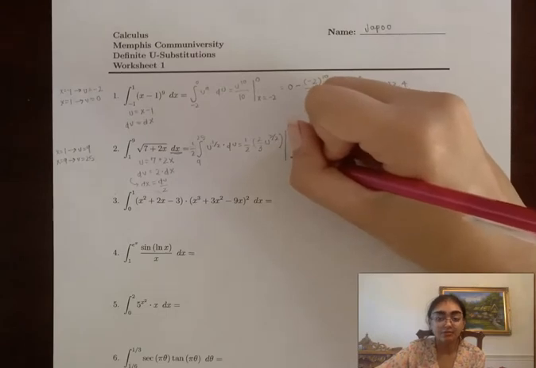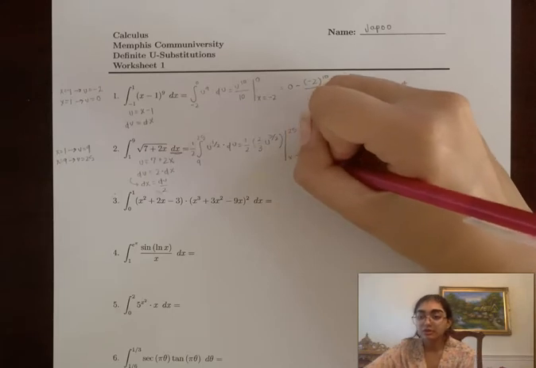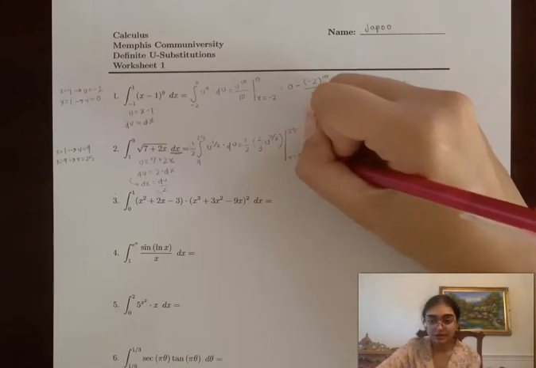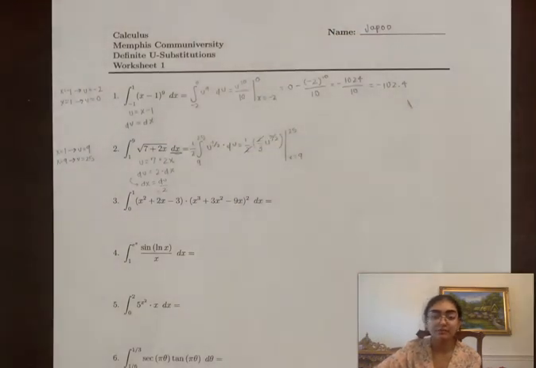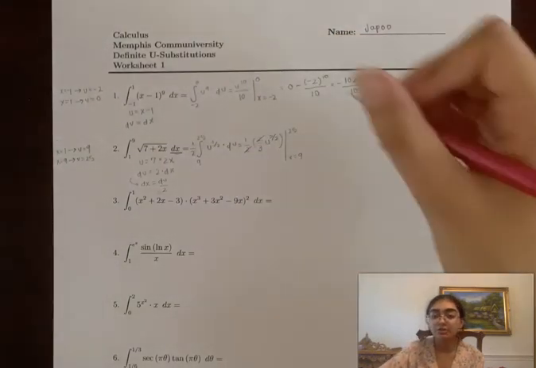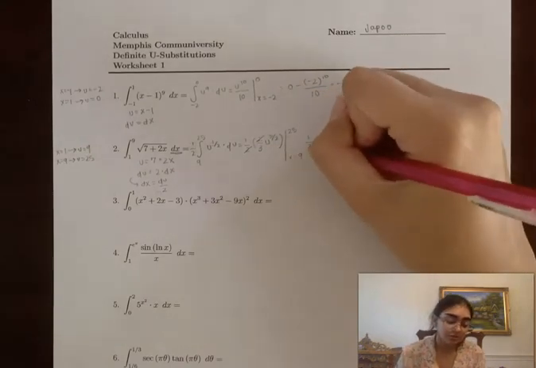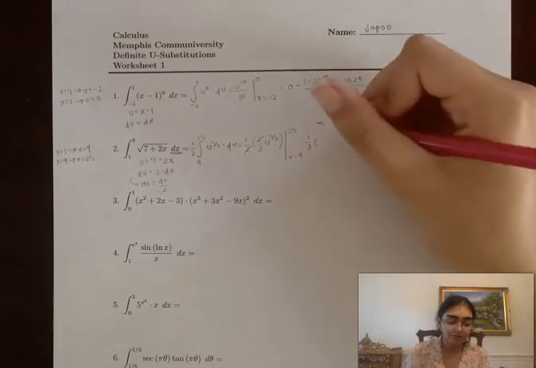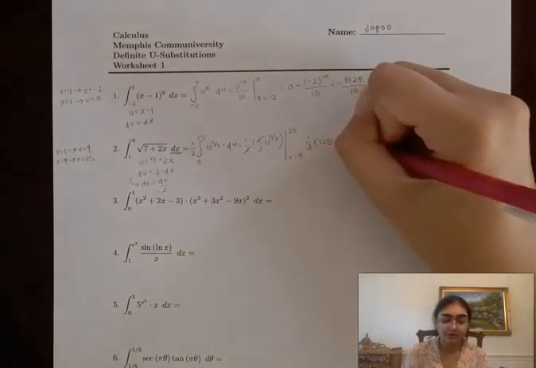Again, I wrote by accident x equals 9. That x should be a u. It's u equals 9 because all of our x values have been changed to u values. I'm going to just cancel out the 1/2 and the 2 from the 2/3 to make my life a little bit easier when I'm plugging in. And then I'm going to go ahead and plug in my u values, which will give me 1/3 times 125 minus 27.